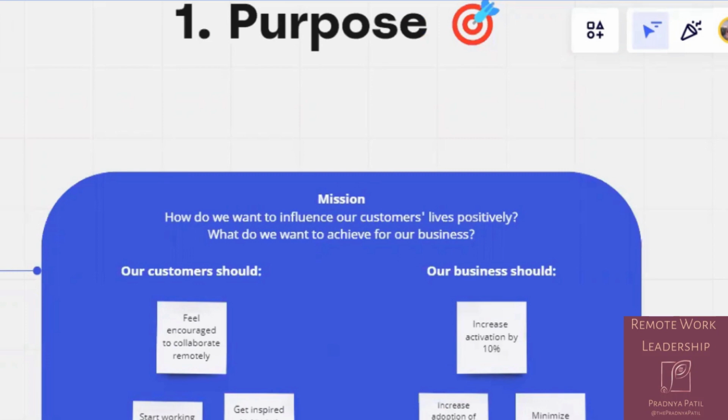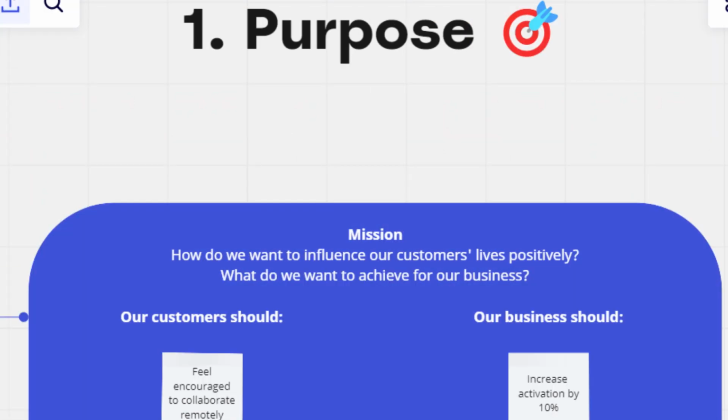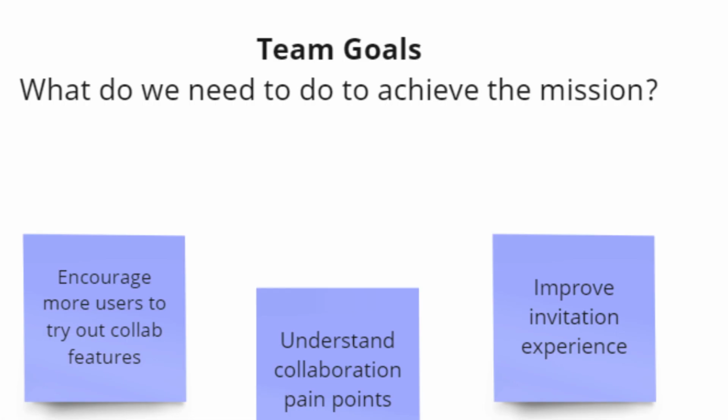So this is a section where we define the team purpose, wherein we exactly map out what it is that our customers and business should achieve. So this has been represented in these cards over here. Next, we map out the customer and business goals with the team goals. So what is it that the team needs to achieve? We also define the success criteria, which will help us measure the progress towards these goals.